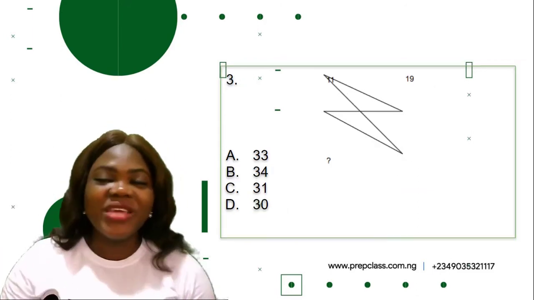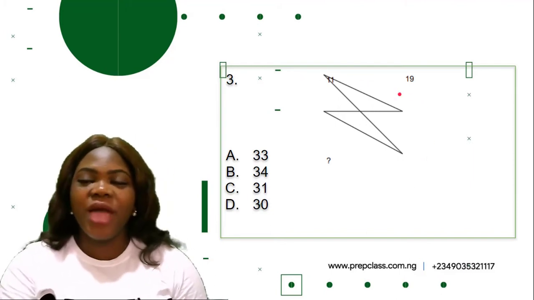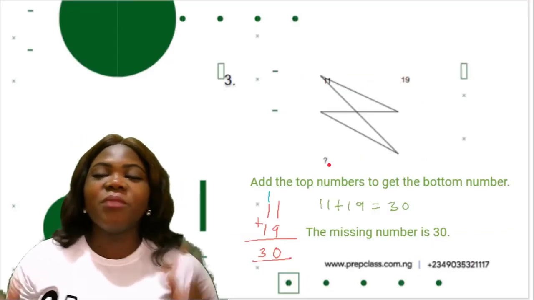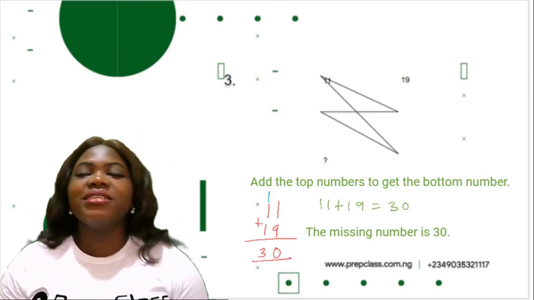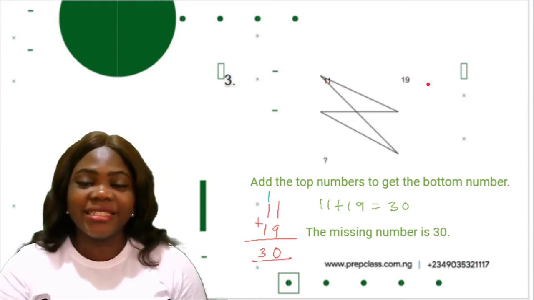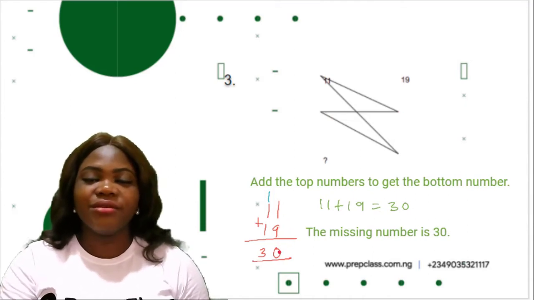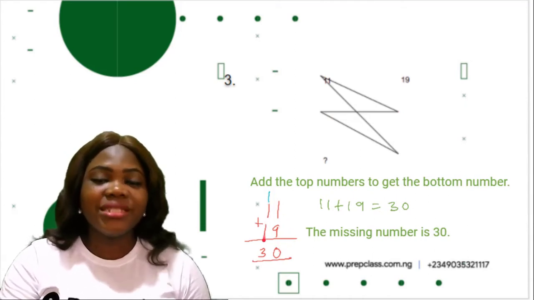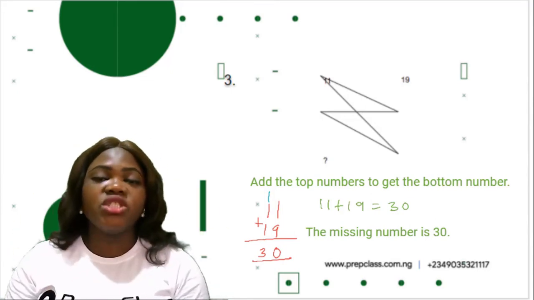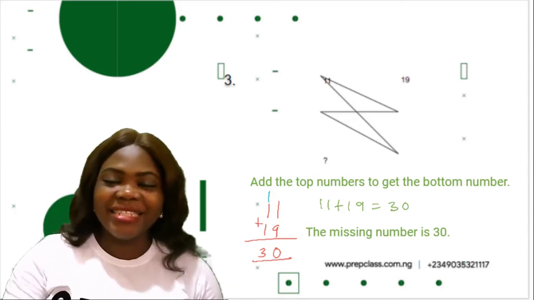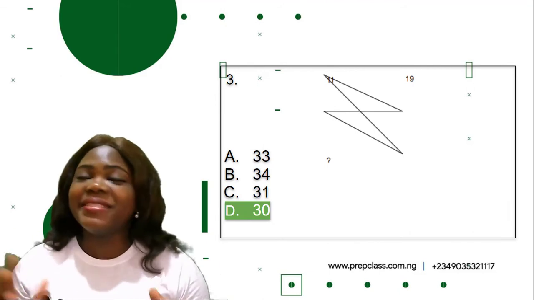Check. Question 3. We are given the two top numbers as 11 and 19, and we are asked to find the bottom number. The bottom number is the sum of the top numbers. I hope you still remember that. The top numbers here are 11 and 19. So we have to add 11 and 19. Let's do that here. 1 plus 9 is 10. So write 0, carry 1. 1 plus 1 plus 1 is 3. So this means that 11 plus 19 is 30. The bottom number, which is the missing number, is 30. The correct option is option D, 30. 11 plus 19 is 30.